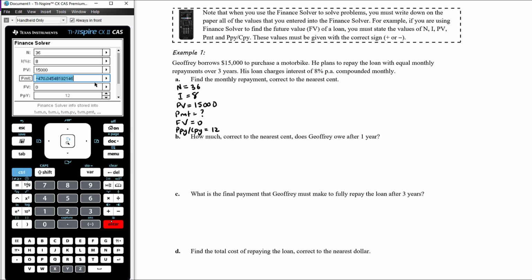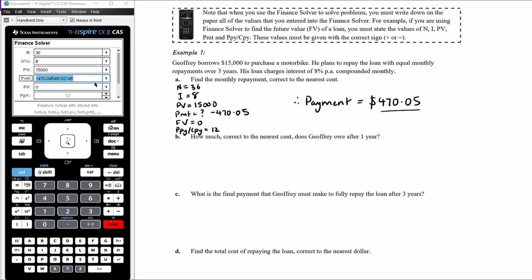Okay, so we find that the payment is negative 470.05 to the nearest cent. It's negative because Jeffrey is paying that money to the bank, but in terms of answering the question, the payment is $470.05.